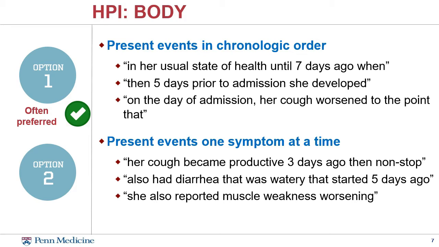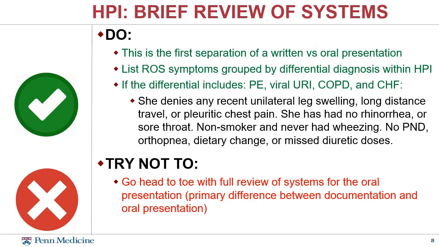The other option is to go with option number 2, one symptom at a time. And so this may be someone who's really had a lot of in-depth workup about each symptom, and you want to just go over that symptom individually. So for example, her cough became productive 3 days ago and then nonstop, and you can really flesh out the cough. Then you can talk about the diarrhea. Then you can talk about the muscle weakness, and it doesn't necessarily follow a strictly chronologic order.